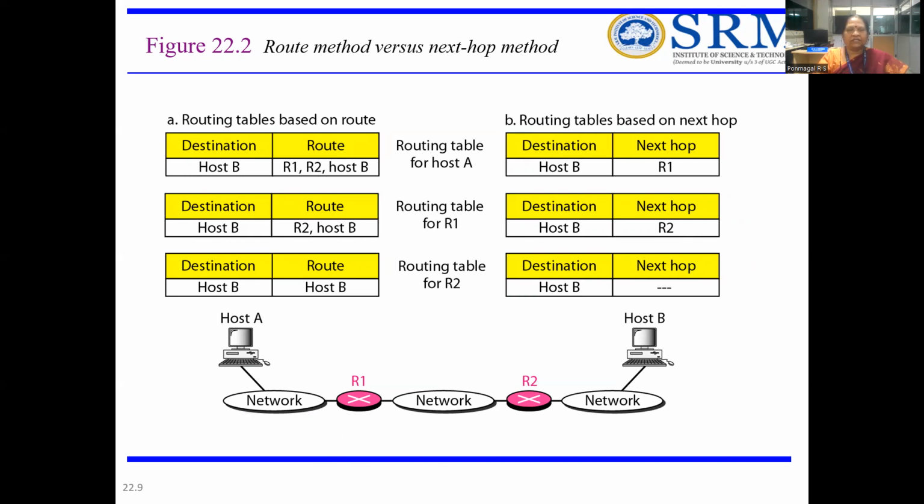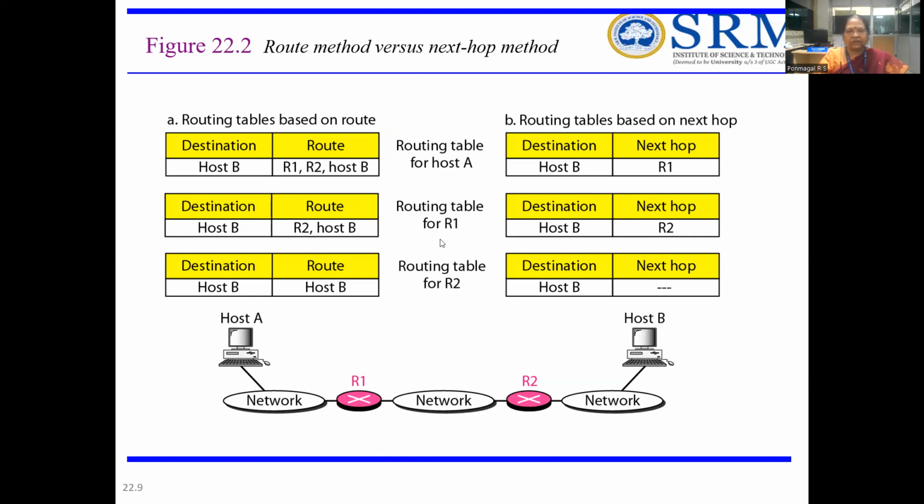Now we shall see the routing table for host A. In host A, the destination is host B, and the packet from host A will be routed to host B through this route, that is R1, R2, and then host B. So this is the routing table based on route. Now the routing table based on next hop: from host A, the destination is host B, and the next hop will be router R1.